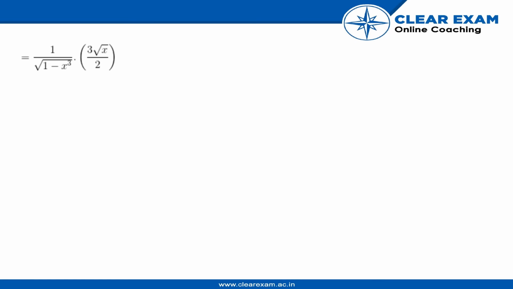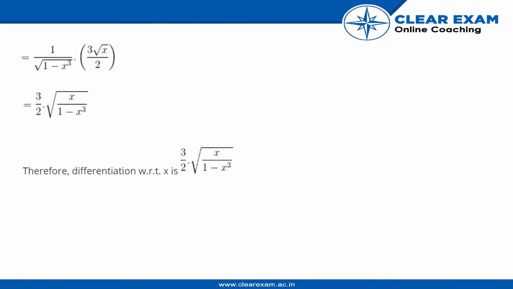which is equal to 1 divided by under root of 1 minus x cube, into 3 root x divided by 2, which is equal to 3 by 2 under root of x divided by 1 minus x cube. Therefore, the derivative with respect to x is 3 by 2 under root of x divided by 1 minus x cube.